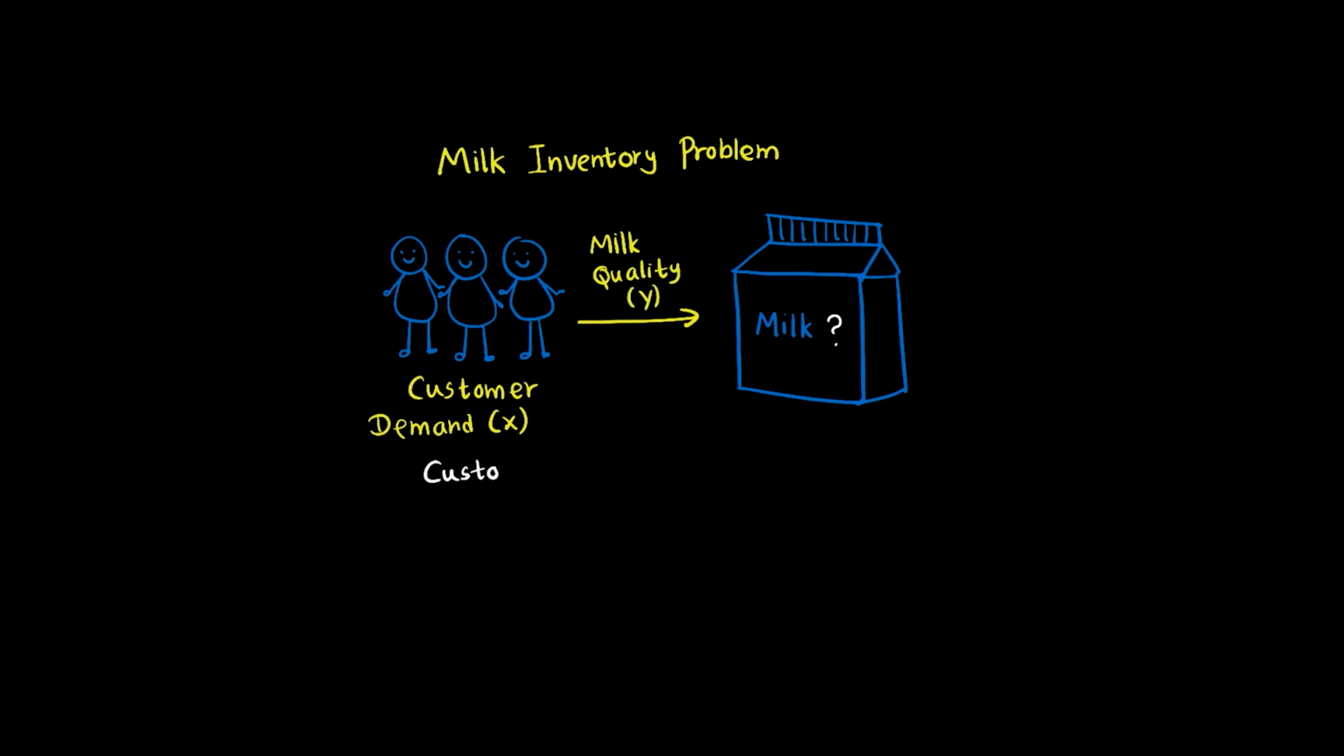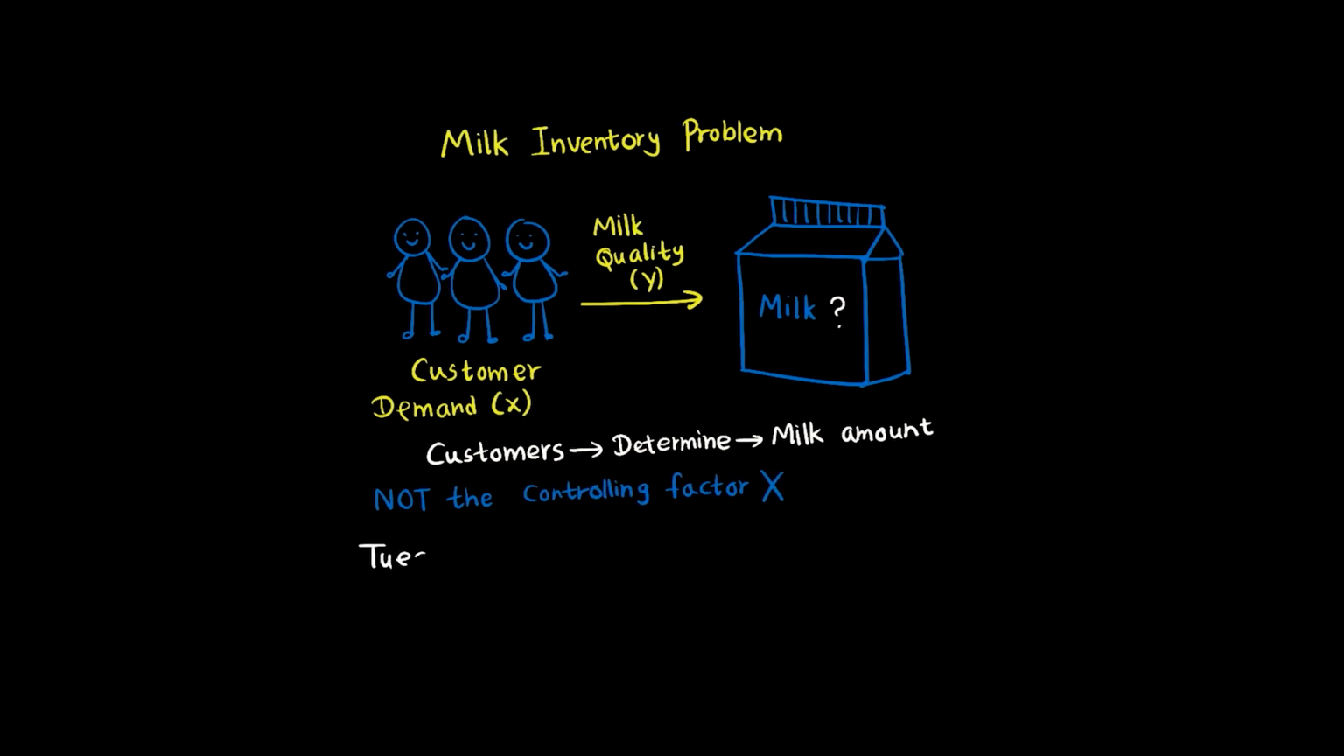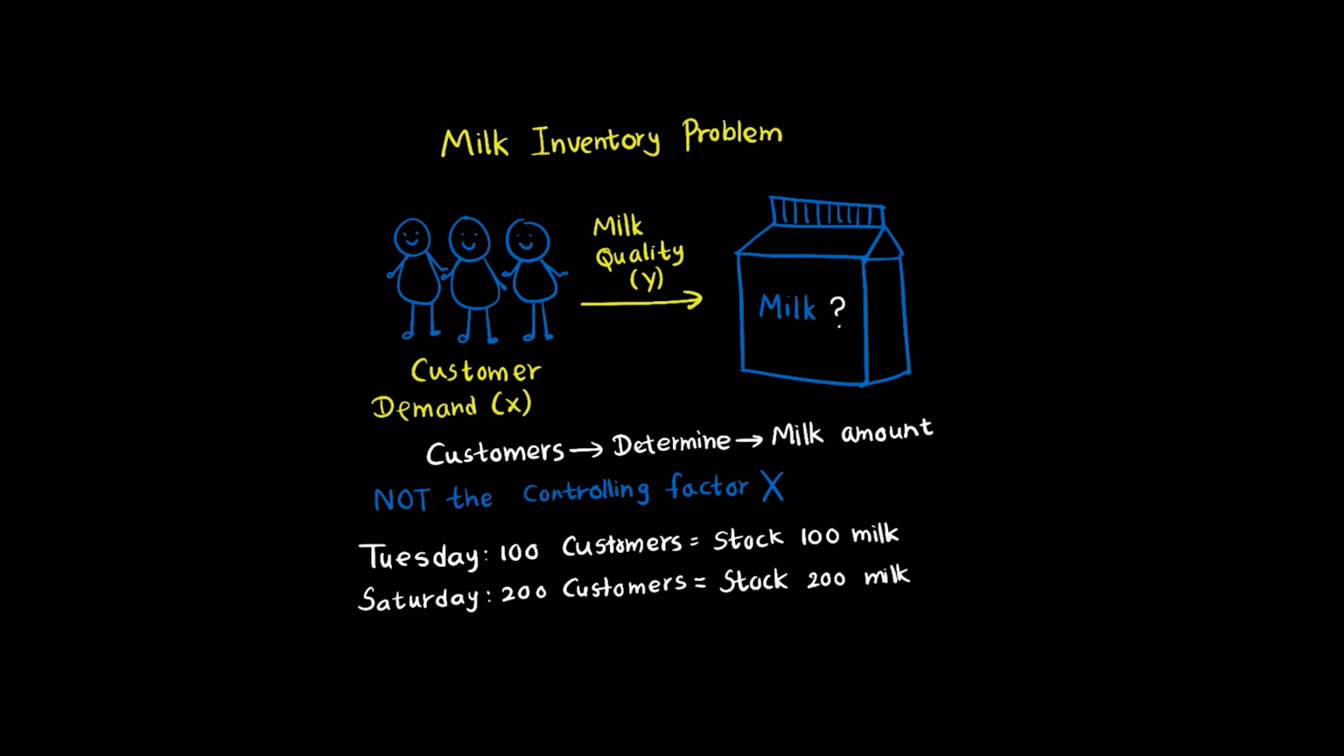It's not the explanatory variable. Customers aren't explained by milk quantity. It's the reverse. It's not a fixed parameter or constant coefficient. The milk amount changes based on demand patterns. The relationship is clear. Customer demand drives the decision about milk inventory. If historical data shows 100 customers buy milk on Tuesdays, but 200 on Saturdays, the milk stock must respond accordingly.